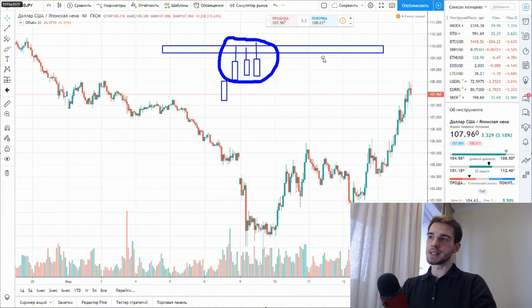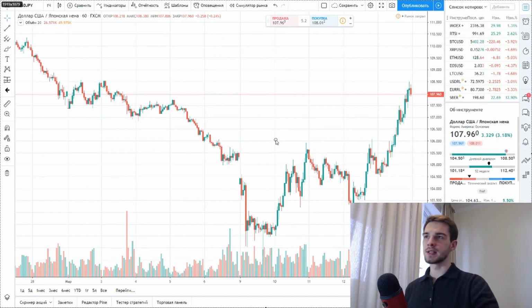So, you see this accumulation of shadows near the resistance level or support level. They can indicate the testing of a level, showing that the price is being pushed, for example, upwards, as in this case, and that the price wants to break through this level. They can also indicate a downward movement, and soon there should be a bounce. All of this can be indicated by the shadows.